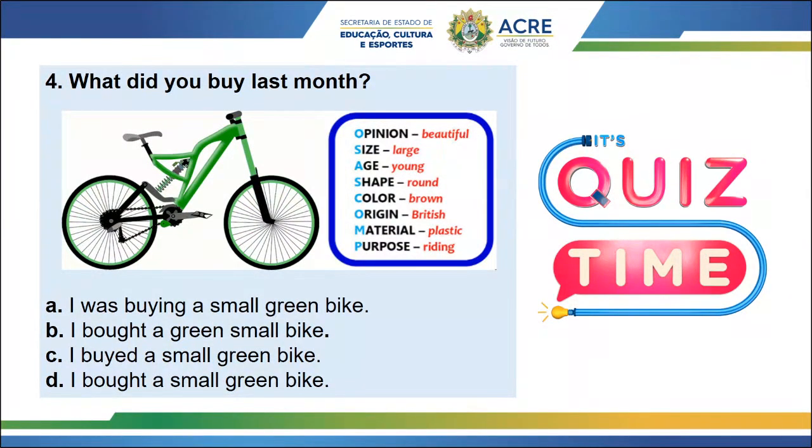4. What did you buy last month? Think about it. Take a look at the column on the right. If you don't know the order of adjectives, watch the previous lesson. Stop it and answer. Letter D. I bought a small green bike. Okay.